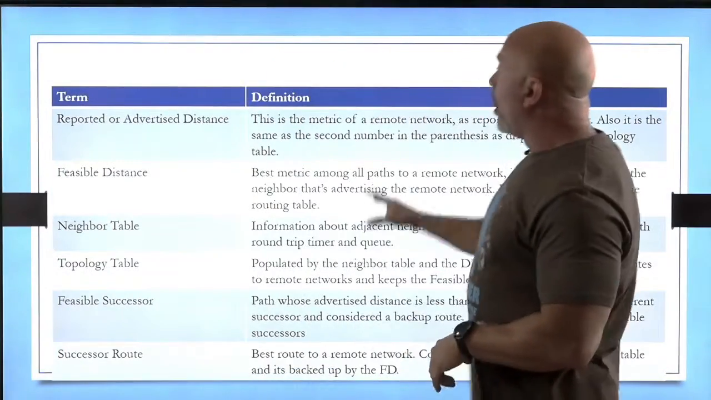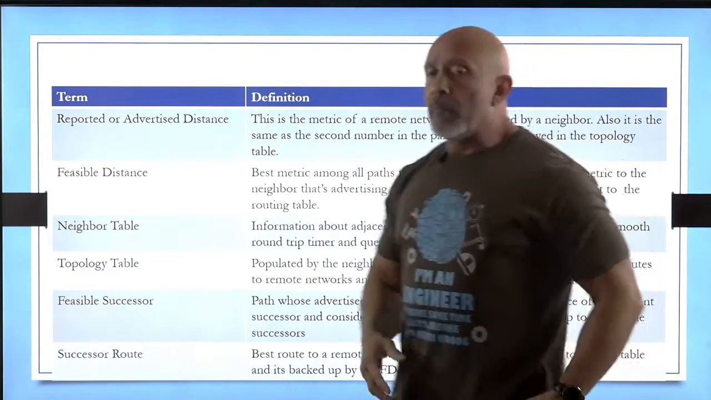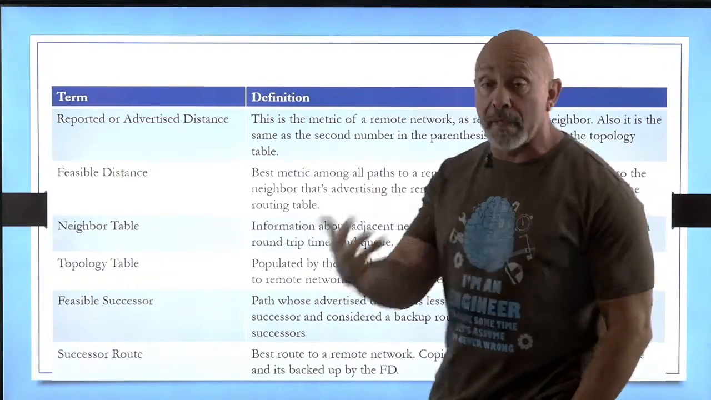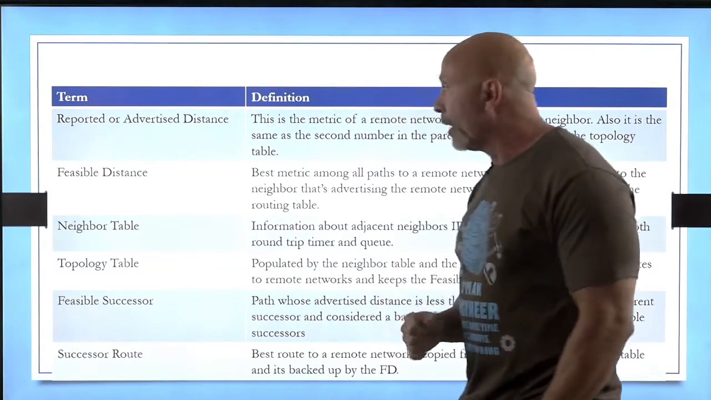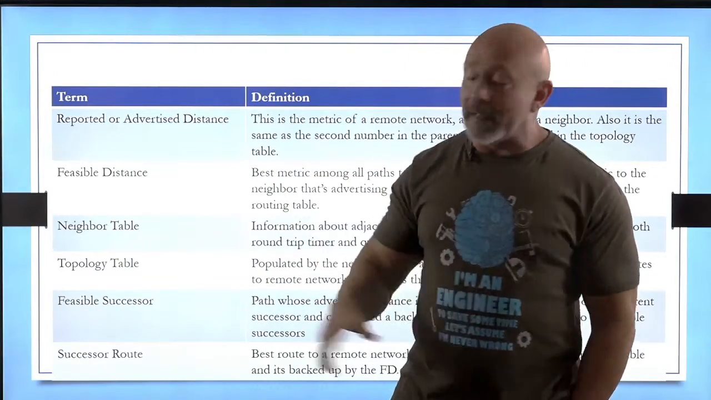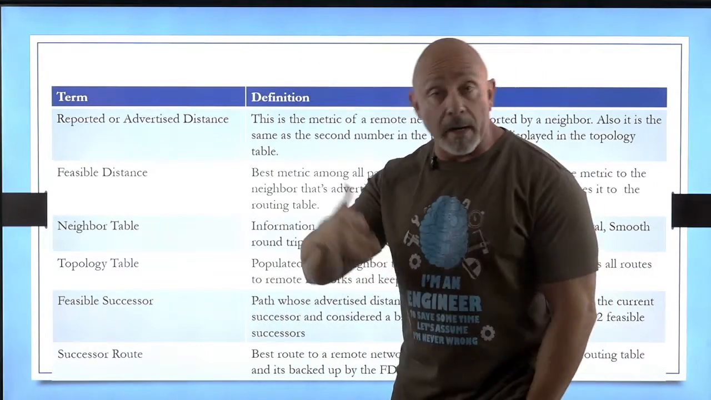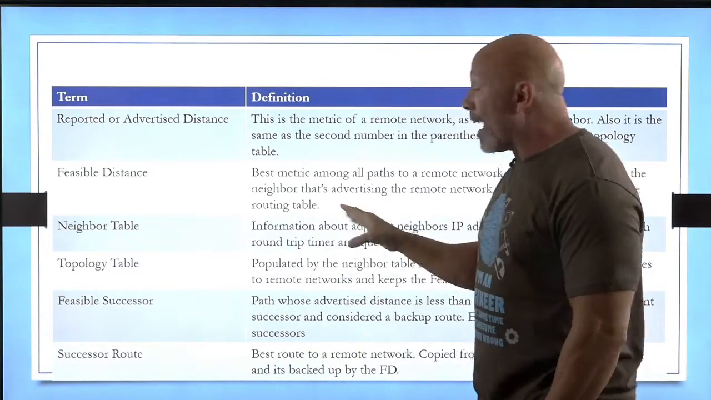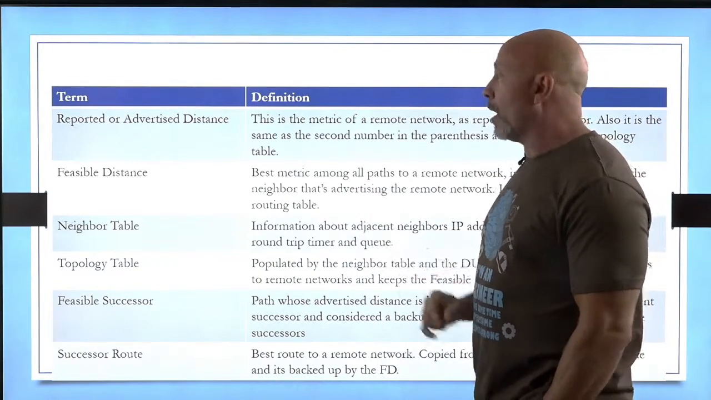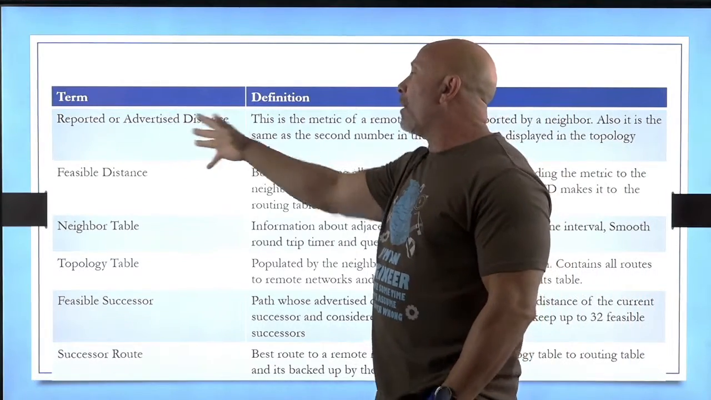So we need to know a couple terms. Now, I'm not going to kill you with all these terms, but you do need to know some. I'll tell you which ones you actually do need to know, because you may be asked in a question. The first is the reported or advertised distance. I'm going to back this up in the next slide with a little drawing that I did, and then I'll go into our lab, which I changed a little bit, and show you the topology table and where these numbers are.